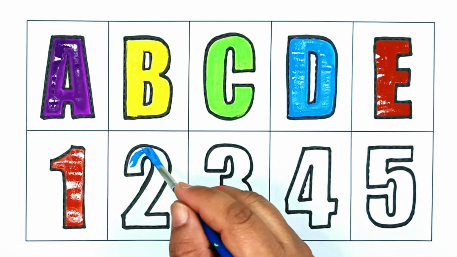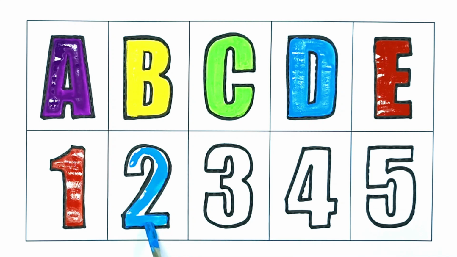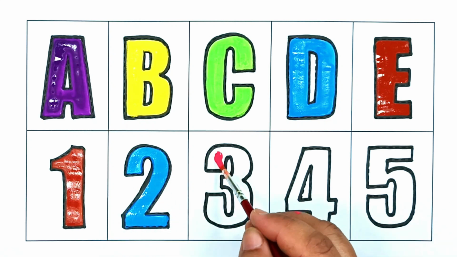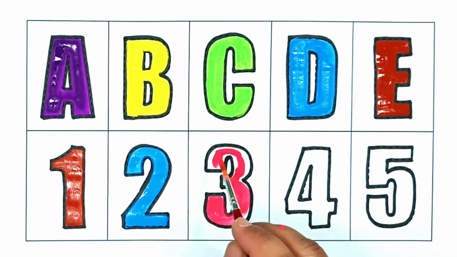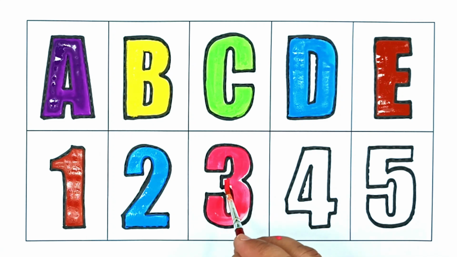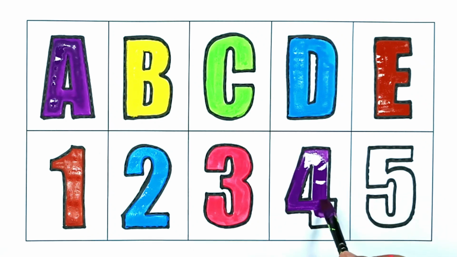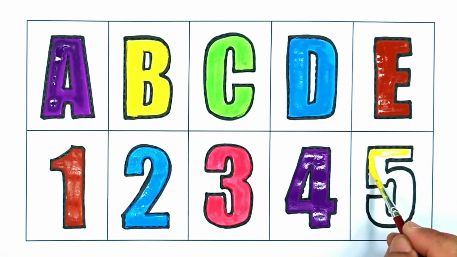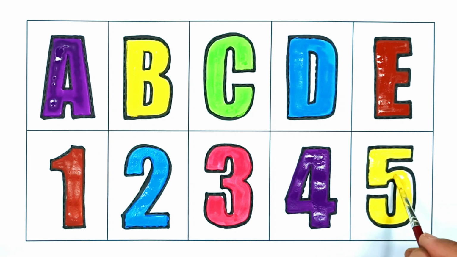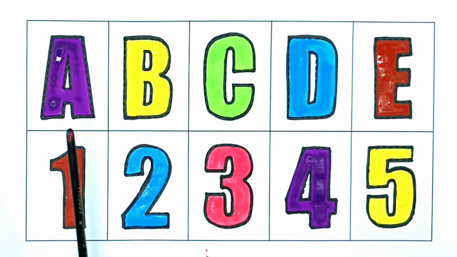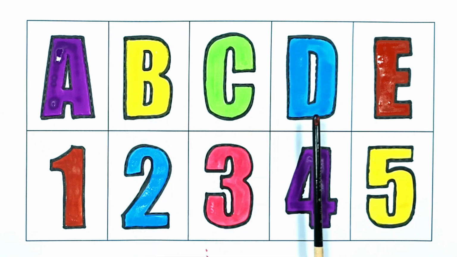1, 1. 2, 2. 3, 3. 4, 4. 5, 5. A, B, C, D, E. 1, 2, 3, 4, 5.